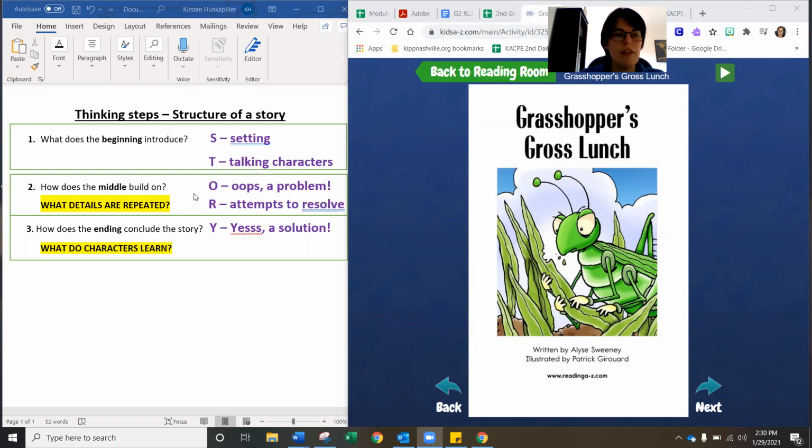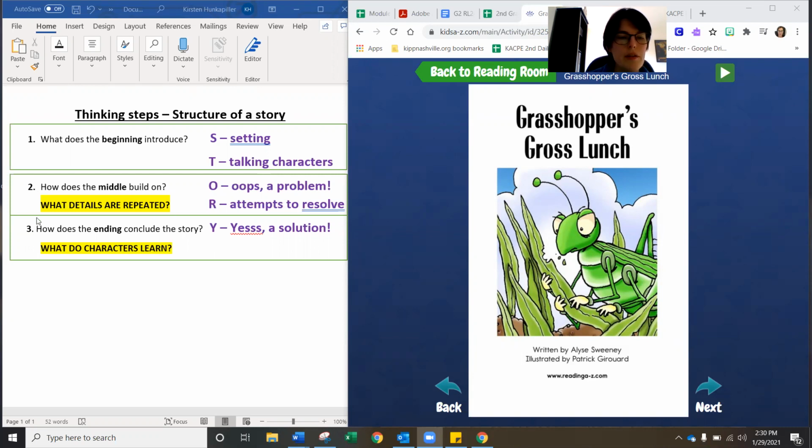Step 2 of how to find the structure of a story is, how does the middle build on? First of all, we have to find what the problem is, R, how characters try to resolve it, and we ask ourselves in our brain, what details from the beginning are repeated in the middle of the story?